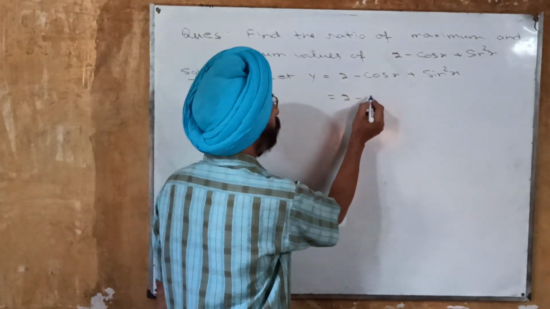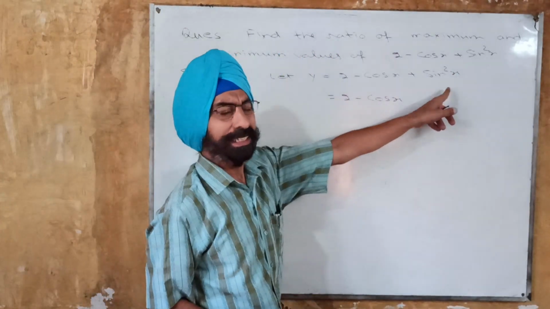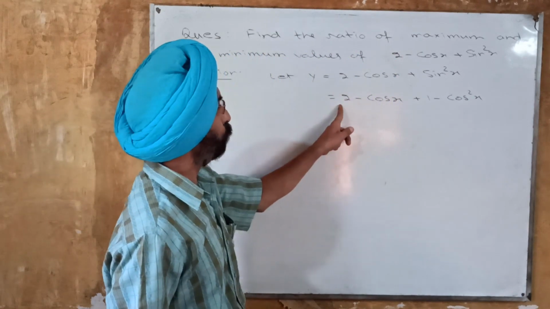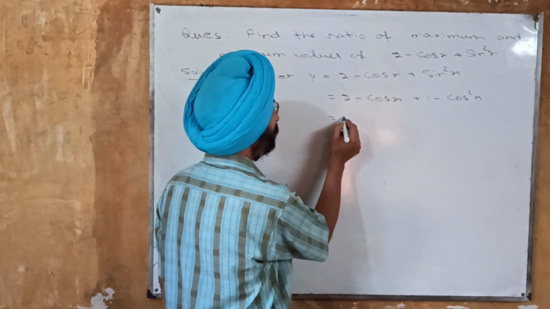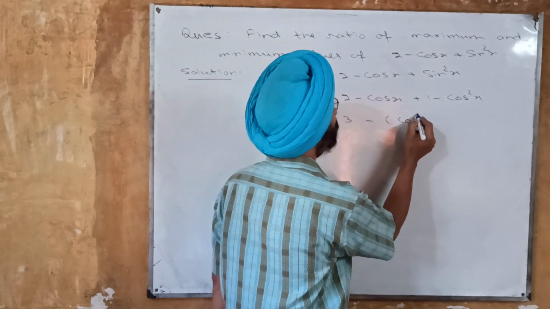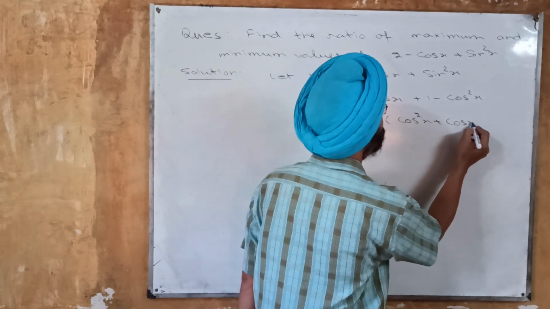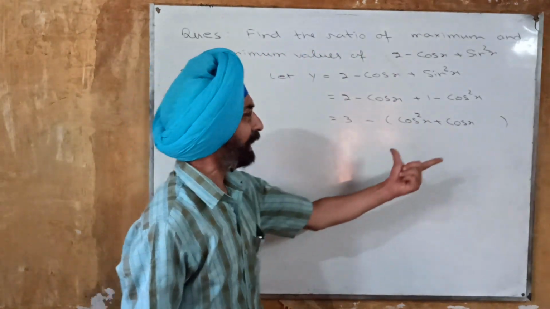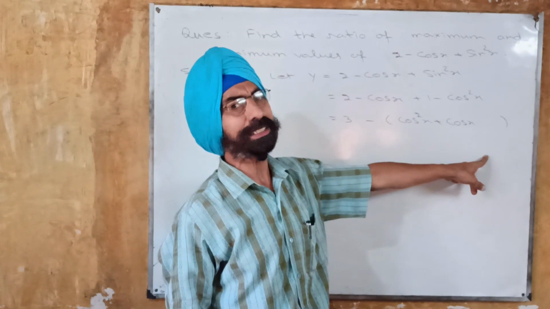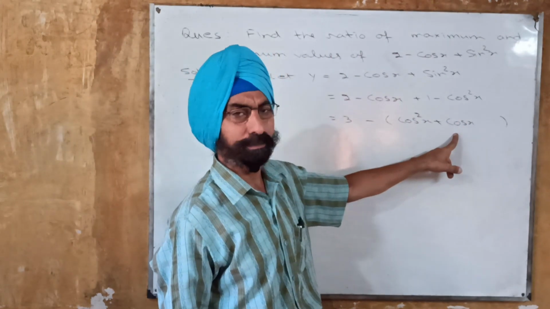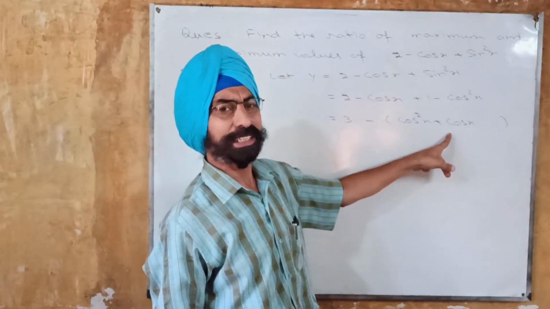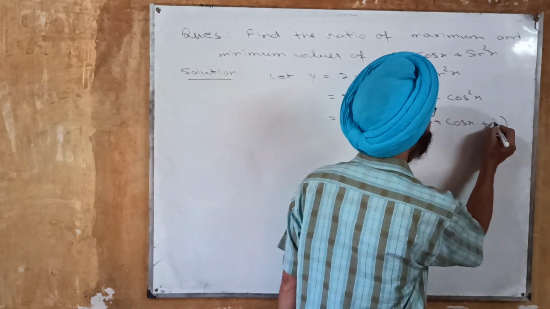You can write it as 2 minus cos x, and this sin square x can also be written as 1 minus cos square x. This 2 plus 1 is 3, and you can take minus common from these two terms. So minus cos square x plus cos x in the bracket. Now, to make it a perfect square, a square plus 2ab plus b square, we need the square of half of the coefficient of this term. The coefficient of this term is 1, half of the coefficient is 1 by 2, and its square is 1 by 4. So add 1 by 4.